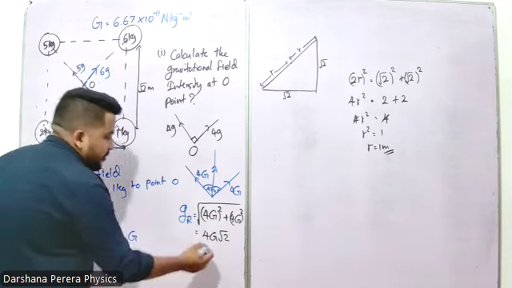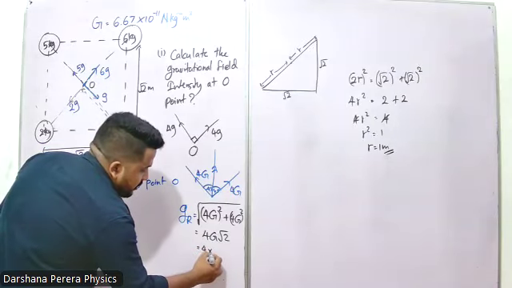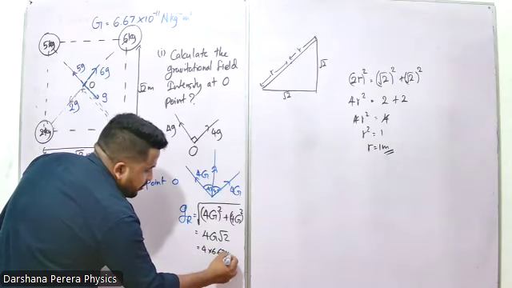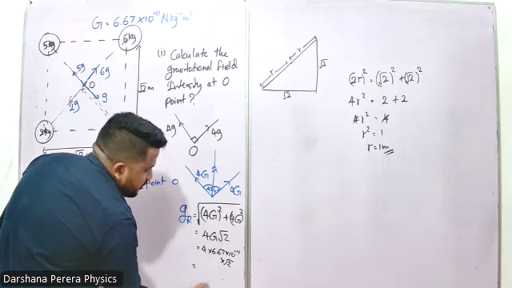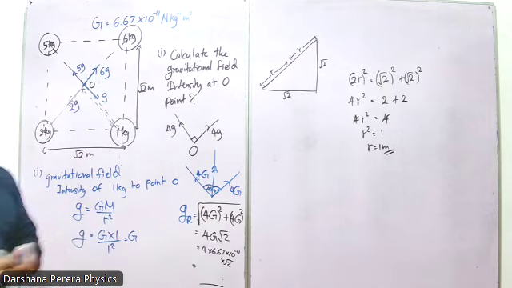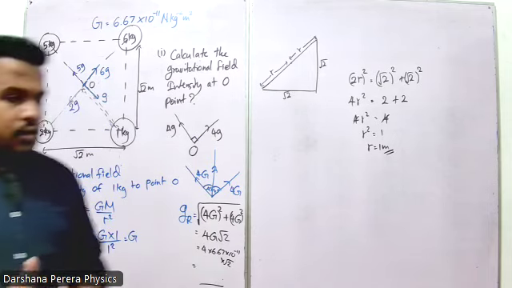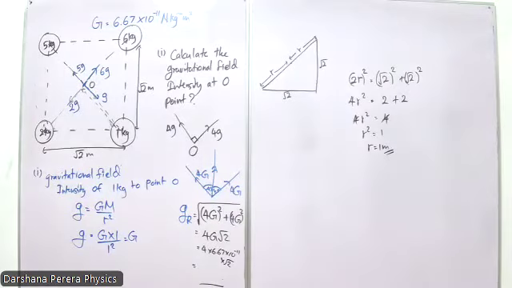Root 2. Therefore, this is the answer. 4 into 6.67 into 10 to the power minus 11 into root 2. So, answer is this one. So, what is the answer?